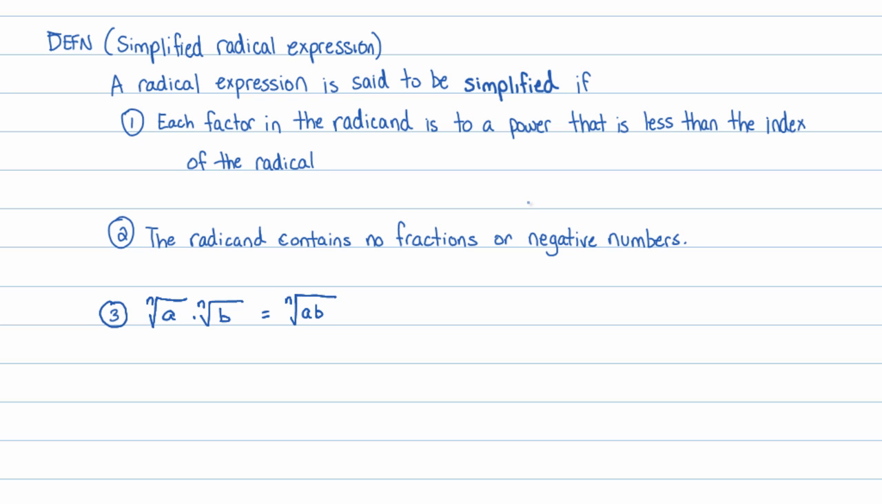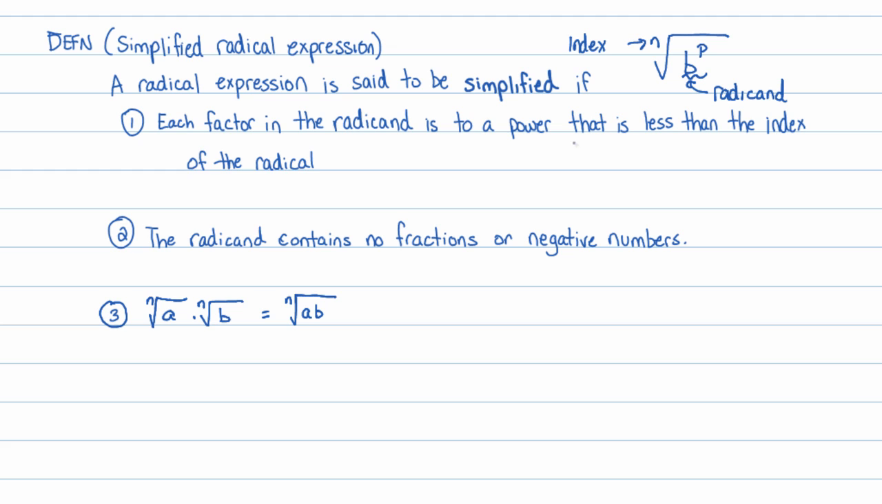But at this point, a radical expression is said to be simplified if 1, each factor in the radicand is to a power that's less than the index of the radical. So remember the structure of a radical. You have like the nth root of b or something like that, and you might have a power p in here. This object that's in here, the b to the p, is called the radicand, and that n is called the index. This symbol is called the radical. Okay, so each factor in the radicand is to a power that's less than the index of the radical.